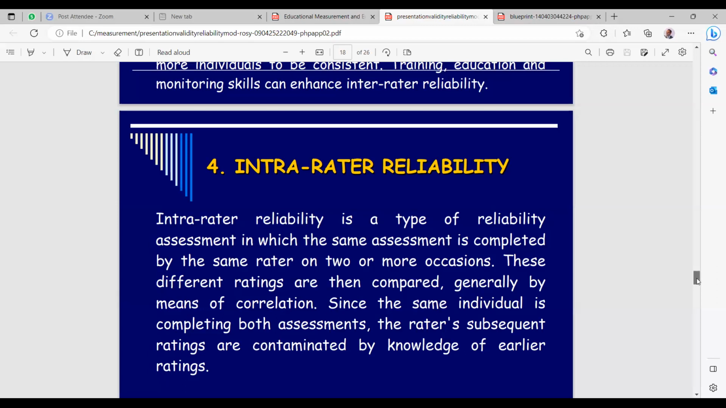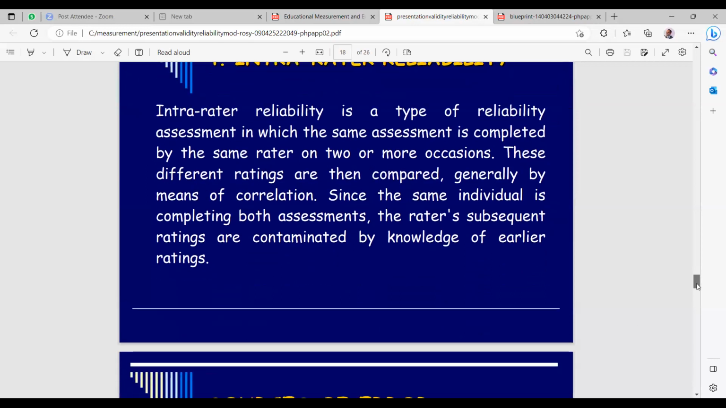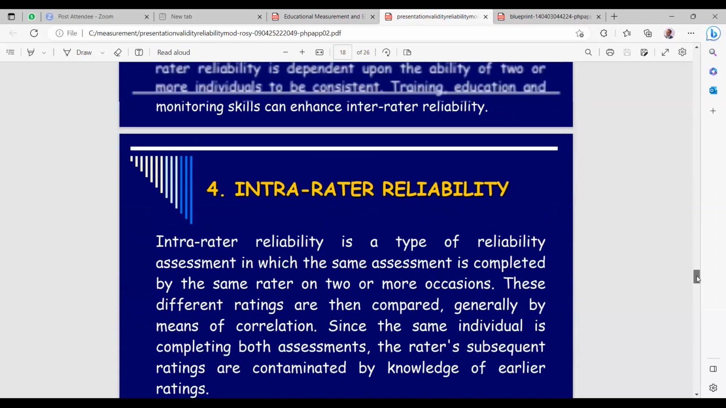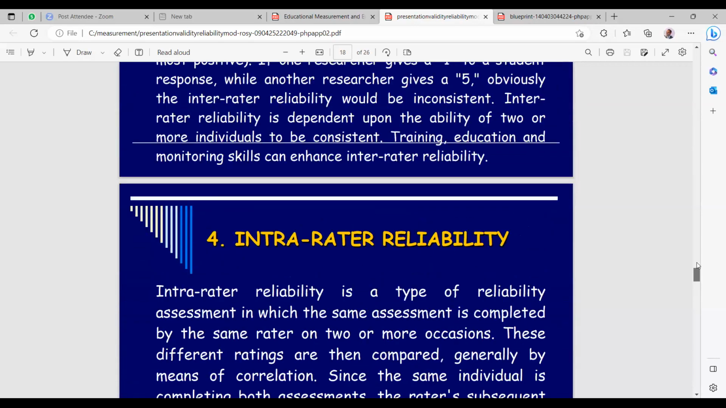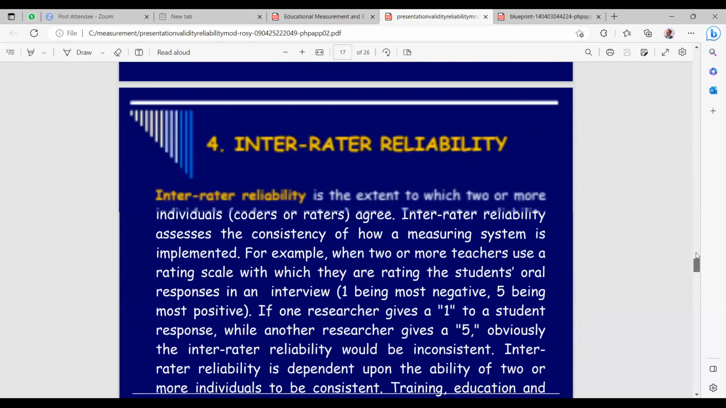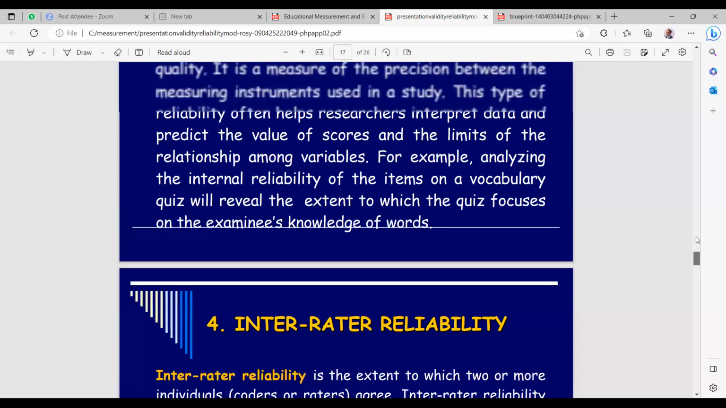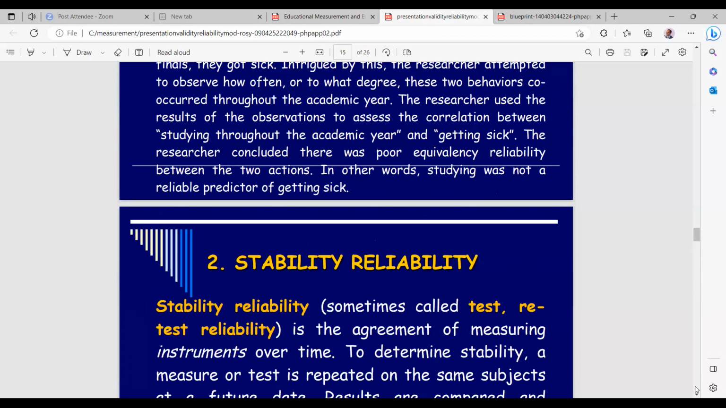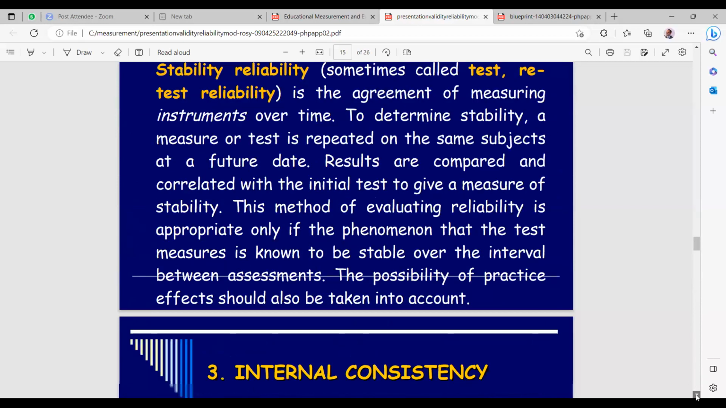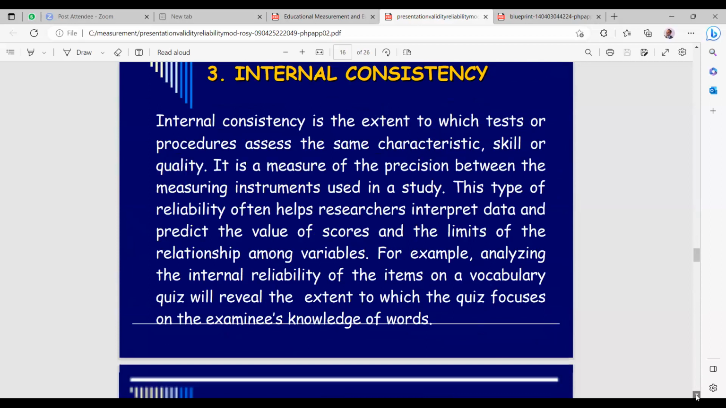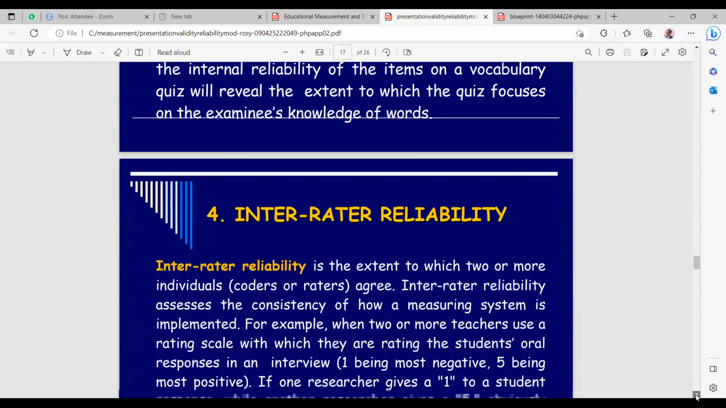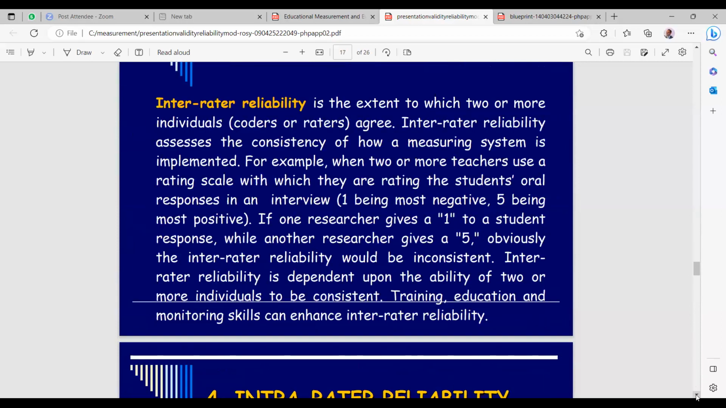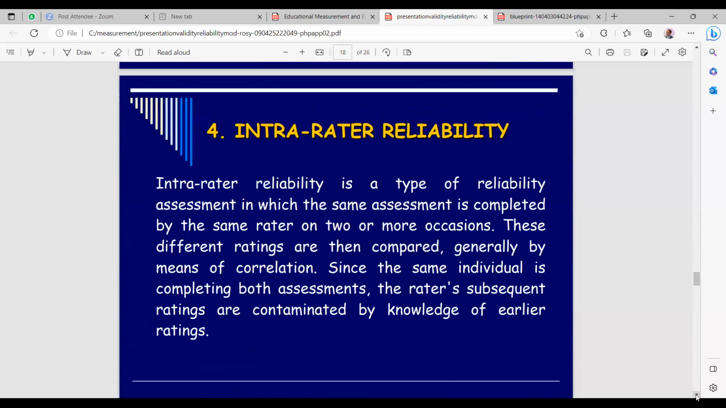That is something similar to the first one we discussed here. That is stability reliability, test-retest, right? So this one is also conducted for the same person and marked by the same person without any interference in between. That is again intra-rater reliability.